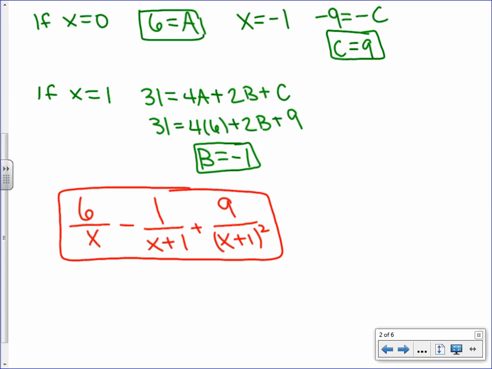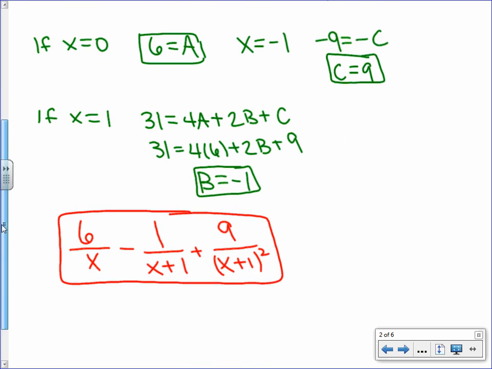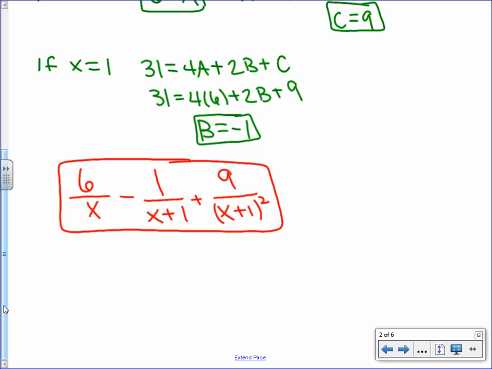Okay. Now, if we found a common denominator and added those together, then we would get back to 5x squared plus 20x plus 6 all over x times x plus 1 squared. That is what we just did. Let's try another easy one.